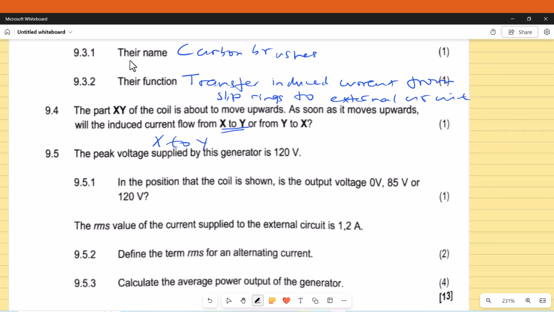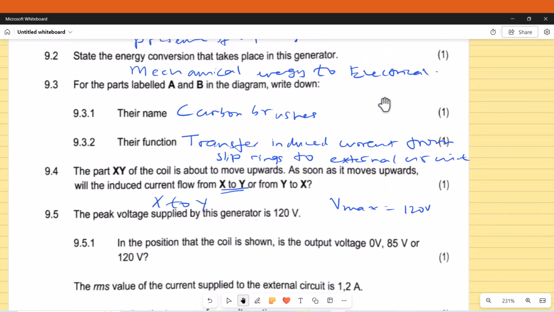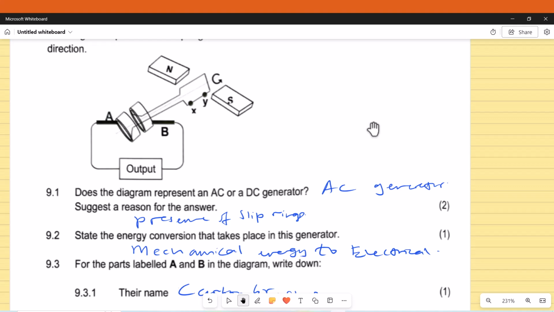Now they say that the peak voltage supplied by this generator is 120 V. That is our V maximum. You can call it V naught. It is 120 volts. They said that in the position that the coil is shown, is the output voltage 0 volts, 85 volts, or 120 volts? Now, in the position that it is shown, is it 0, 85 or 120? Now the maximum is 120.